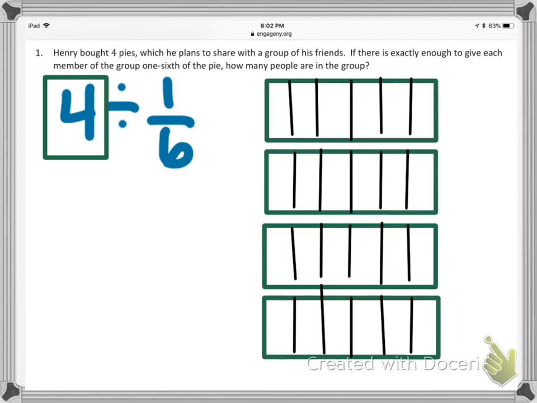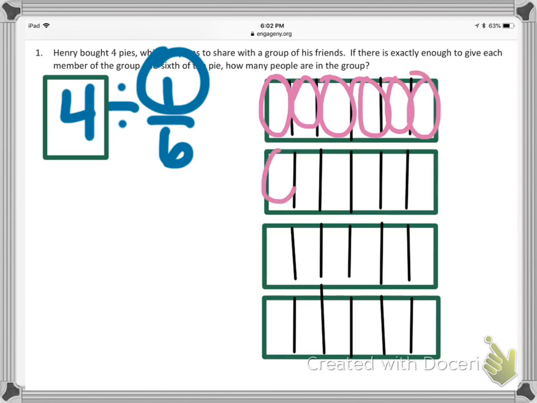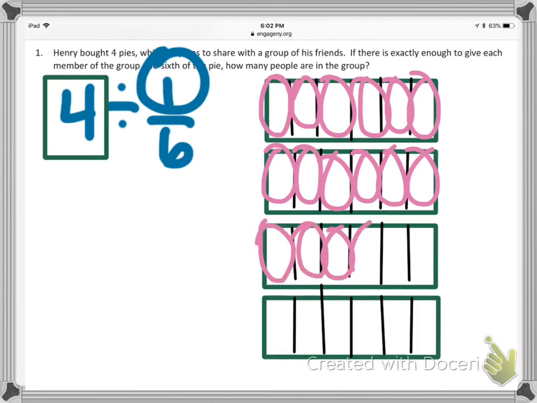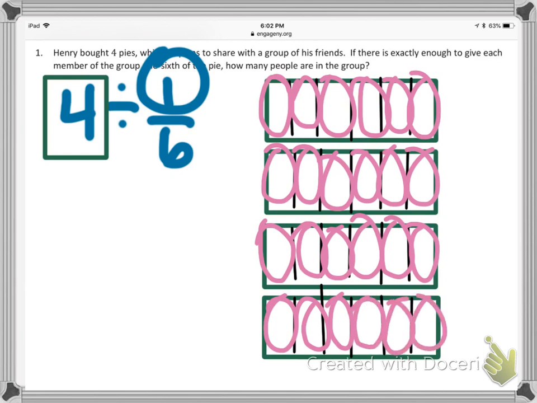So that's 4, and I've split it into 6, and then I'm going to group them into groups of 1. Every time I would just circle the number of ones that I have. So I've got 1 there and 1 there. That's 2, that's 3, that's 4, and so on up to 24. My answer is 24. 24 people in the group.